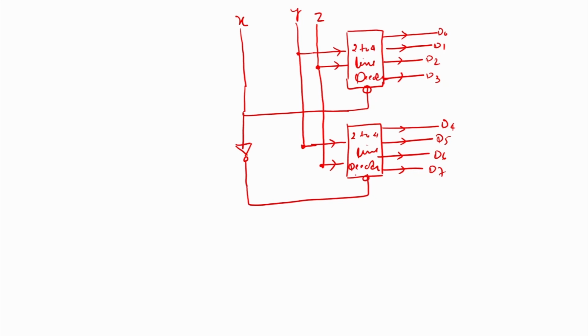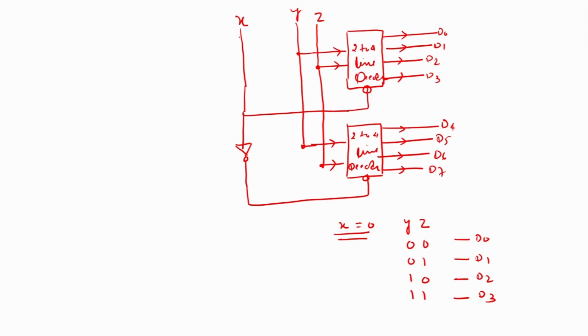What happens here in this case, suppose this is a decoder with enable input. When the value of X is equal to 0, this means this particular decoder is enabled. So, it depends on the value of YZ which output is active. Here when X is 0, whatever the value of YZ: if 0 0, then D0 is selected; 0 1, then D1 is selected; 1 0, D2 is selected; and 1 1, D3 is selected as an output.